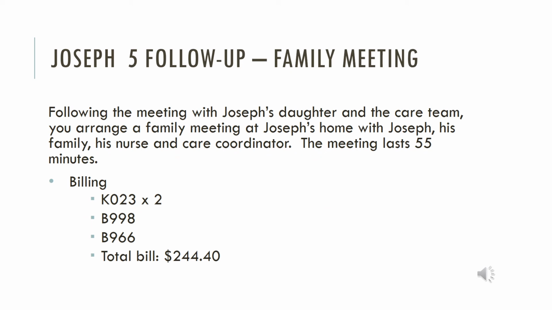Following the 2 meetings with Joseph's daughter and his care team, you decide that it would be a good idea to hold a family meeting that includes Joseph, his wife and daughter, along with members of the care team. This would be a good way to ensure that everyone has the same understanding of his condition and the plan for his care. The meeting takes place in Joseph's home and lasts 55 minutes. Because this meeting involves Joseph, the patient, it can simply be billed as a palliative care home visit. The billing for this visit would include 2 units of K023 because of the time involved, as well as the special visit and travel premiums.